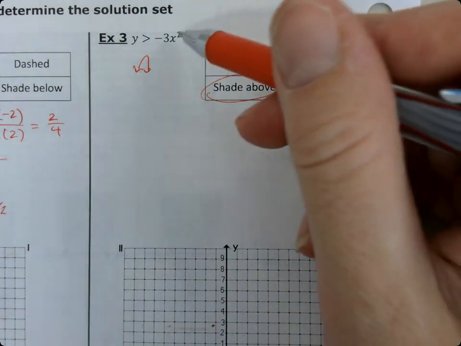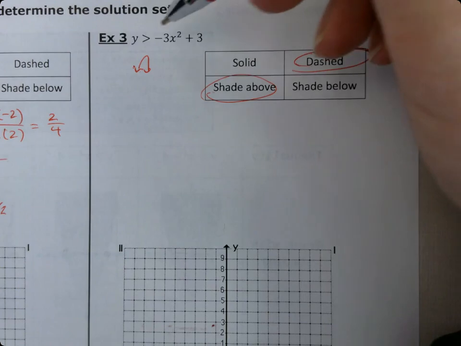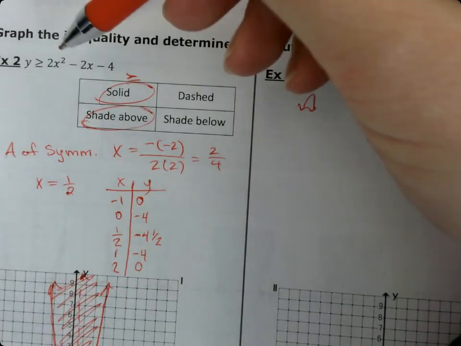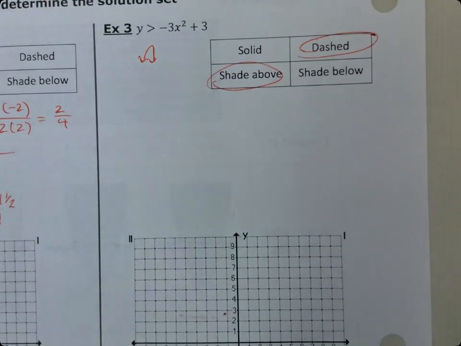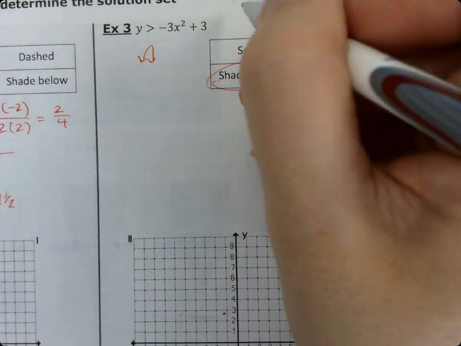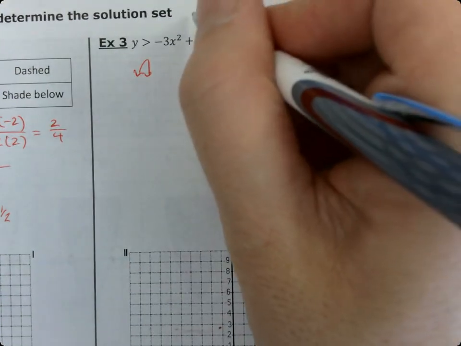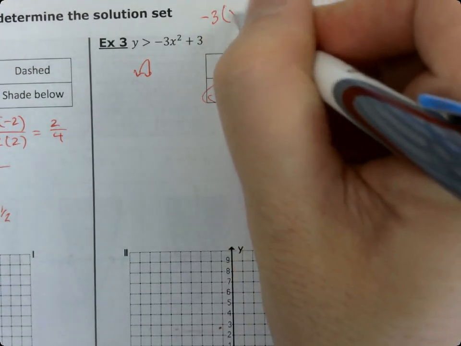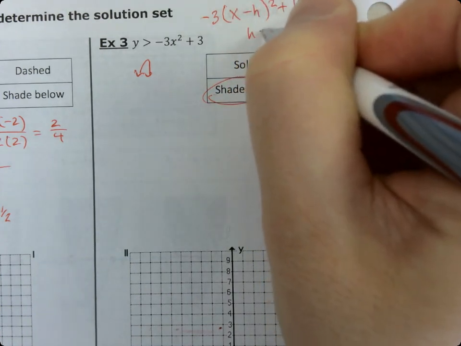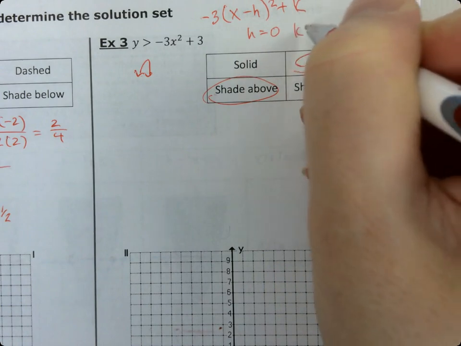All right, you could look at this in standard form or vertex form. I know it's going to go downward because of the negative a value, and the 3 is going to make it narrower. The 2 also makes it narrower. So you can do whatever you want here. If you're using vertex form, it's -3 times the quantity x minus h squared plus k. So in this problem, h is 0 and k is 3.